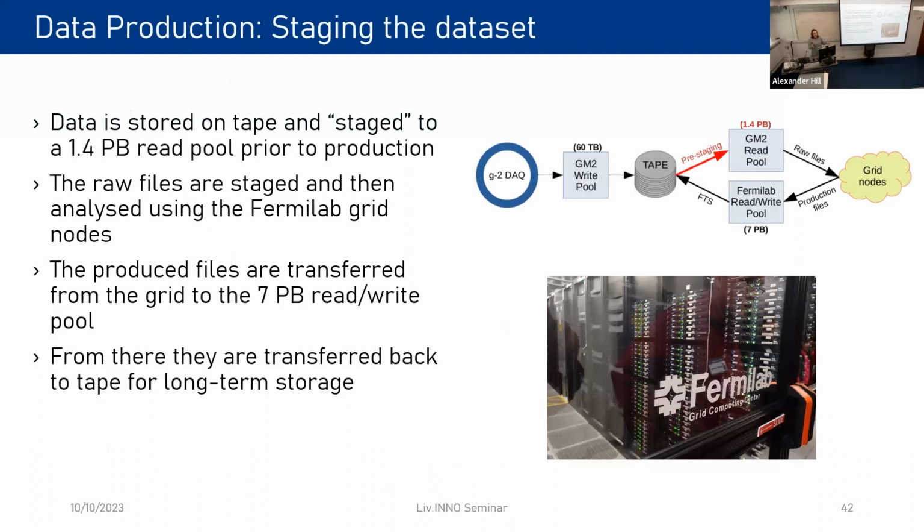All of the experiments at Fermilab, and probably CERN, will store data for long term storage on tape. Then when you want to read it, it's staged to a read pool prior to the production. So the raw files are staged, and then we analyze them using the Fermilab grid. The produced files are transferred back to tape once the analysis and reconstruction are done. So if you wanted to look at the analysed and reconstructed data, you would then stage new tape to look at that data.